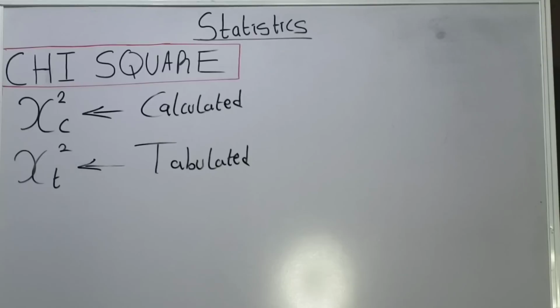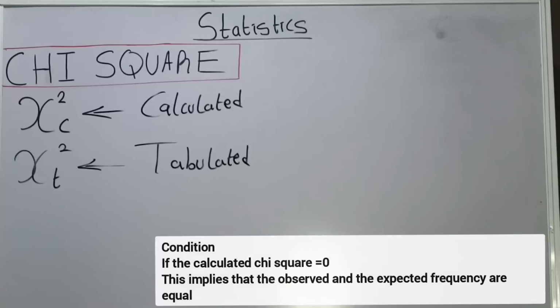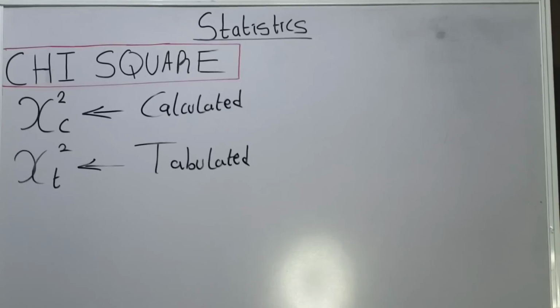The reason why I bring this out is because there are two conditions that I want you to understand as far as this topic is concerned. The first condition is that if the calculated chi-squared is equal to 0, this implies that the observed and the expected frequency agree. That is, there is no deviation.